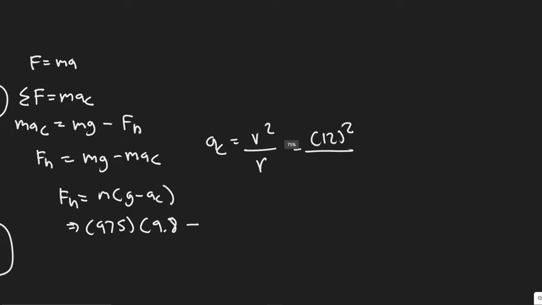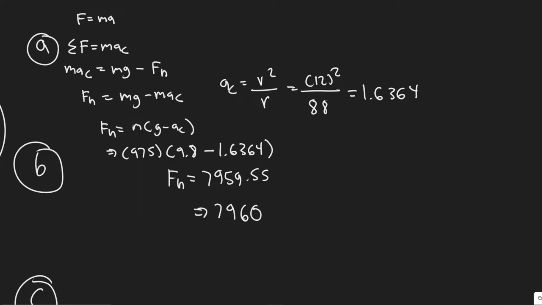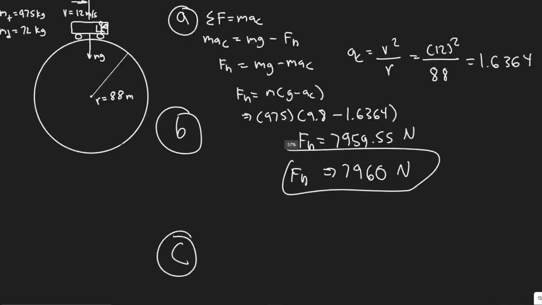So you have 12 squared, which is 144, and then you're dividing by 88. So 1.6364, we'll say. So plugging this in for our a sub c, which we just found, we can just plug in the numbers now and solve. So 975 times 9.8 minus the value we just found, you will get an answer of 7959.55. I'm going to round to 7,960 newtons. You can round however you'd like. But essentially, this is going to be your normal force acting on the car here. So this is your answer to A, so 7,960 newtons.